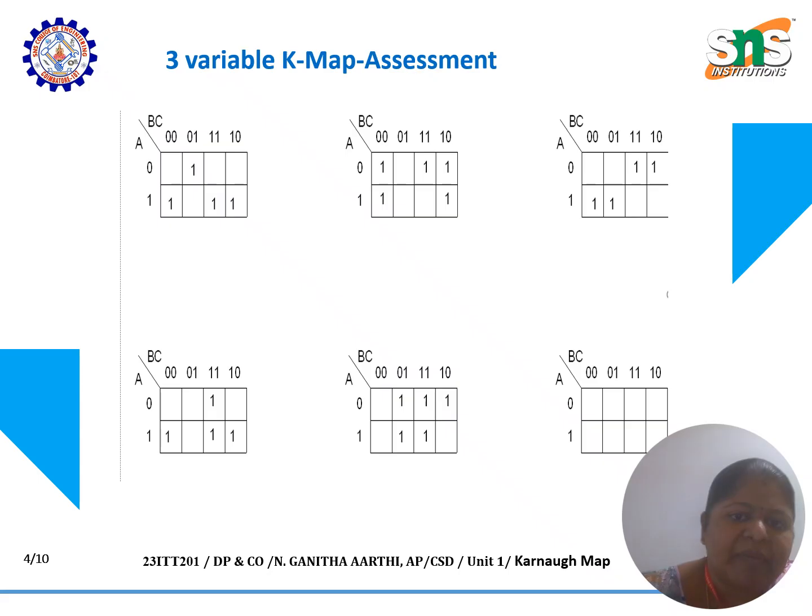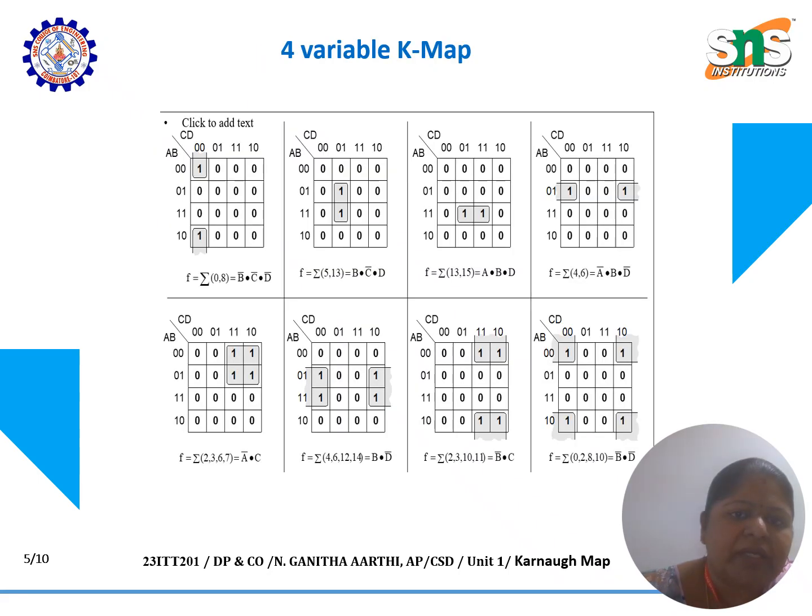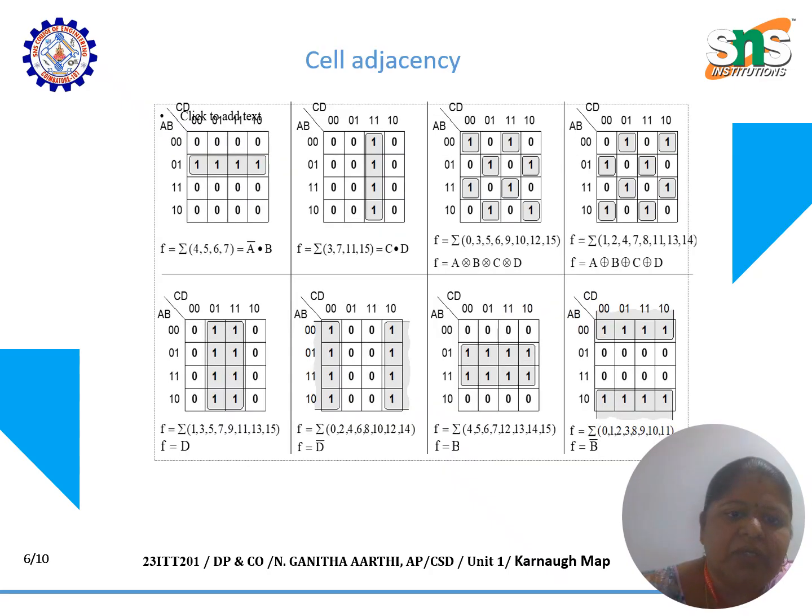Here a K-map assessment has been given, and the four variable K-map also functions similar to the three variable K-map. Here we use four variables with 4 rows and 4 columns, as we discussed in the earlier videos. Here the cell adjacency is discussed. What are all the adjacent cells? As we saw in the previous video, the adjacent cells have been grouped here. How many types of grouping can be done has been shown here.